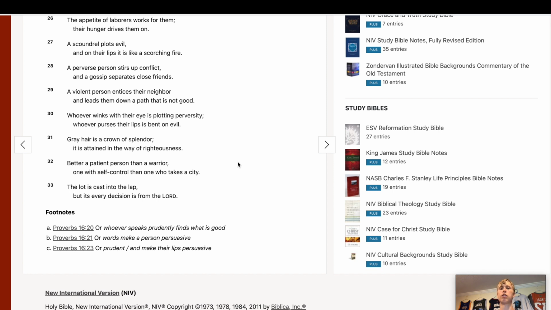Proverbs chapter 16 verse 29: A violent person entices their neighbor and leads them down a path that is not good. Be nice, be kind, be good.